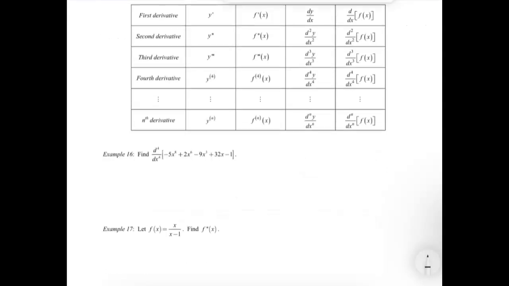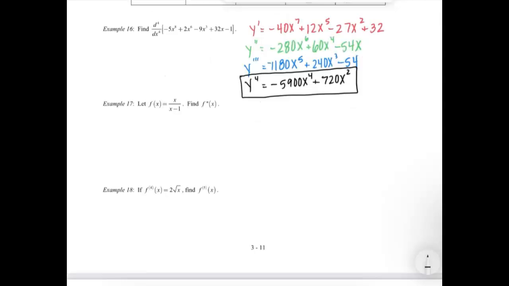So in example 16, when it says d4y over dx4, it's saying find the fourth derivative. So you'll derive 4 times to get to the final answer. Notice it's addition and subtraction, so you can just derive each individual piece 4 times, and that's your final answer. So why don't you give it a try, pause the video, and then play it when you're ready to check the answer. Alright, there we are with the fourth derivative.